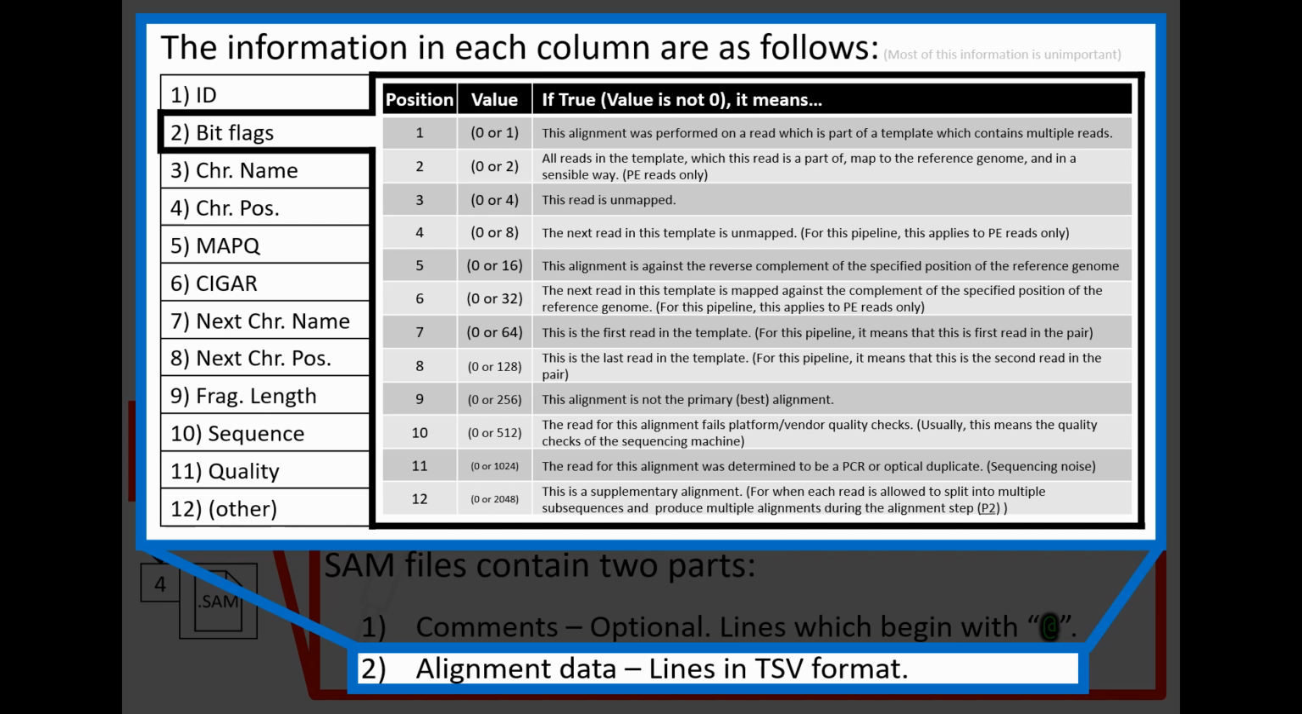The seventh flag indicates that this is the first read in the template. For this pipeline, it would mean that this is the first read in the pair. The eighth flag indicates that this is the last read in the template. For this pipeline, it would mean that this is the second read in the pair.